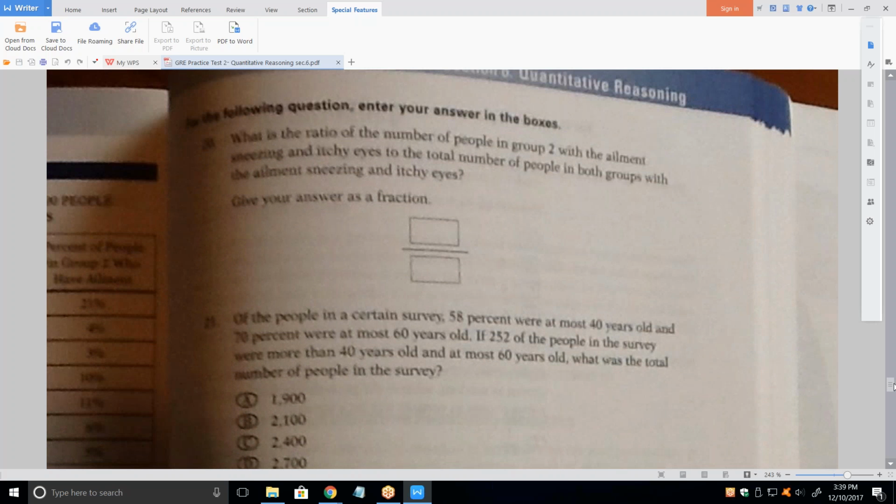Just because it's hard to do the way we're doing it here. I can't see both the table and the questions. I know.